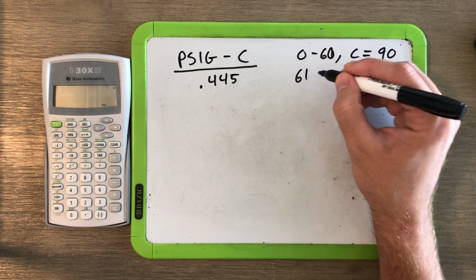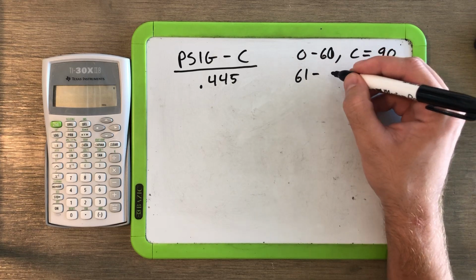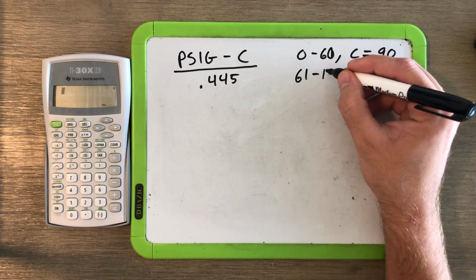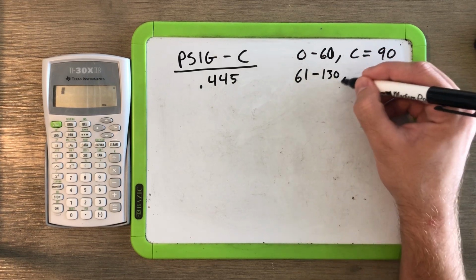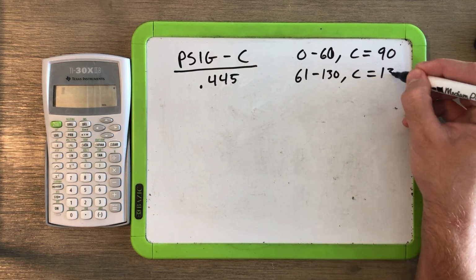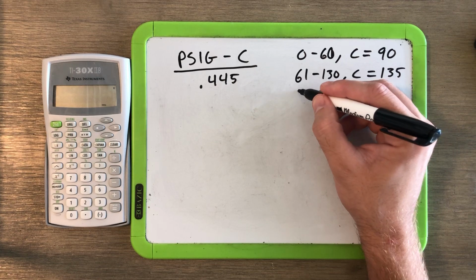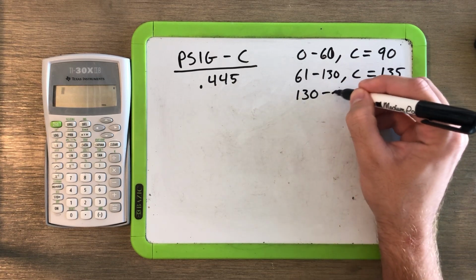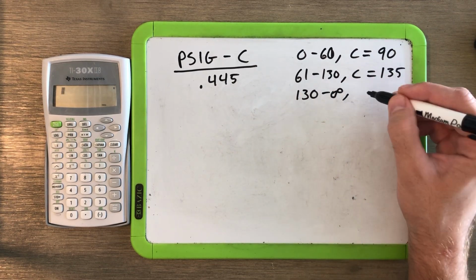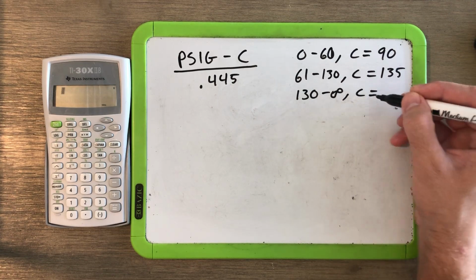And then from 61 to 130 feet, C is going to be equal to 135. And then from 130 to greater than that, it's going to be equal to 165.